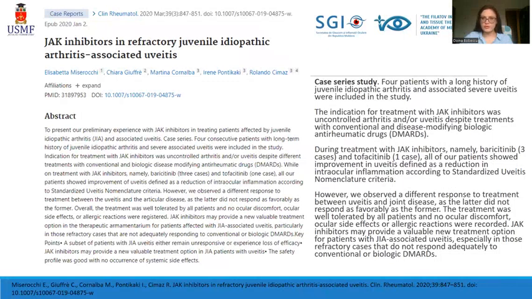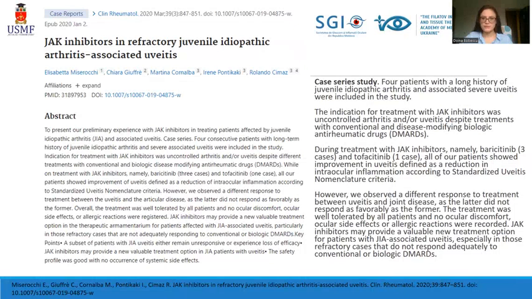Four patients with a long history of juvenile idiopathic arthritis and associated severe uveitis were included. The indication for treatment with JAK inhibitors was uncontrolled arthritis and/or uveitis despite treatments with conventional and disease-modifying biologic antirheumatic drugs, or DMARDs. During treatment with JAK inhibitors, namely baricitinib, 3 cases, and tofacitinib, 1 case, all of our patients showed improvement in uveitis, defined as a reduction in intraocular inflammation according to standardized uveitis nomenclature criteria.